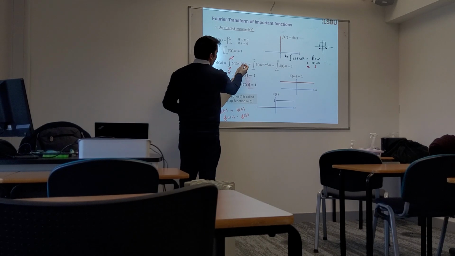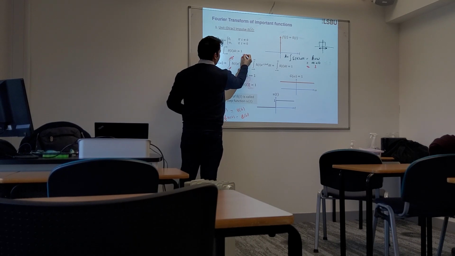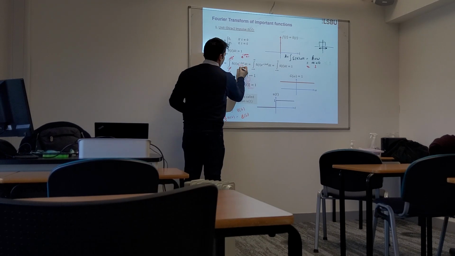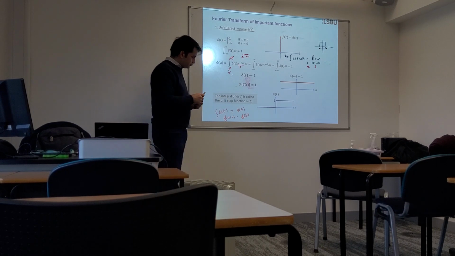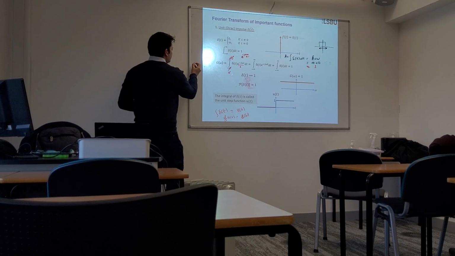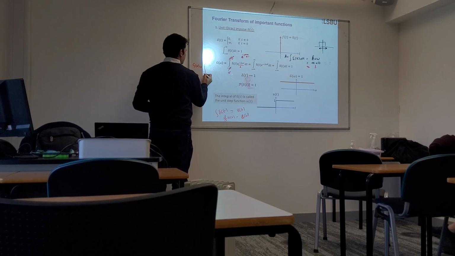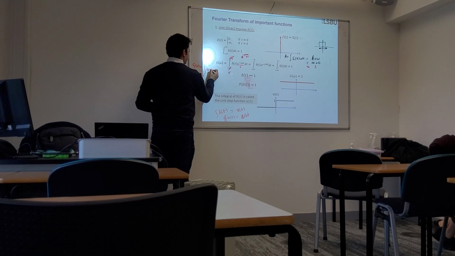So I can put here 0. So it means e power minus j omega times 0, so this term would be 1. So this thing is 1. If I move it further, it would be g of w equals the integral from 0 minus to 0 plus of delta of t.